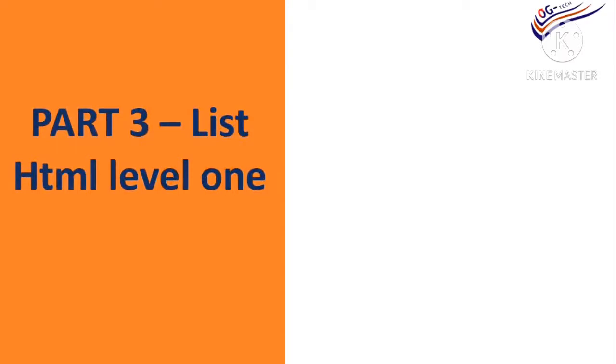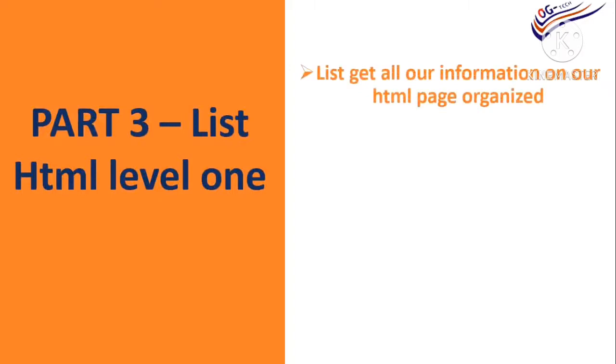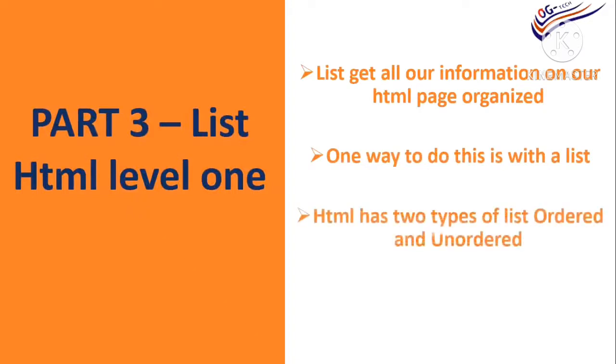In today's lecture, we're talking about lists. Lists get all our information on our HTML page organized. If you want to organize your work, make your work numbered or add bullets to it, make use of lists. HTML has two types of lists: the ordered list and the unordered list. The ordered list, just as the name implies, orders our work by adding numbers, and so on, while the unordered list makes use of bullets.